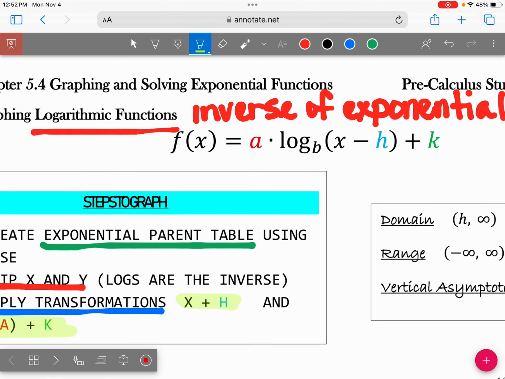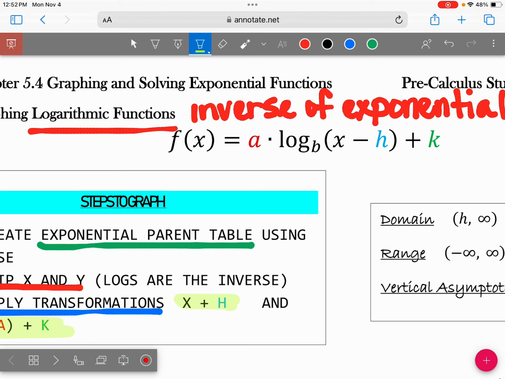So looking at this, let's identify where you find these three things. The a value is always in front of the word log. If you don't see it, that means that a is 1. H is always inside of parentheses, and you flip the sign. If you don't see parentheses, that means that h is 0. And then k could be in the back or in the front. Now, what I will tell you is every book is different. Your book puts k first, so it looks kind of weird, the same way it does with exponentials.